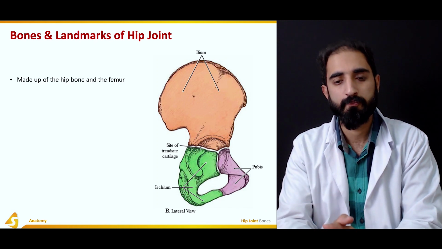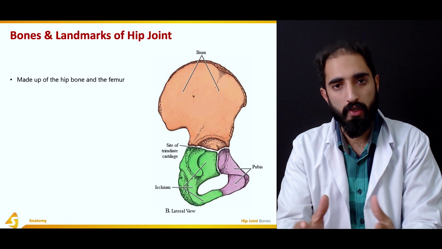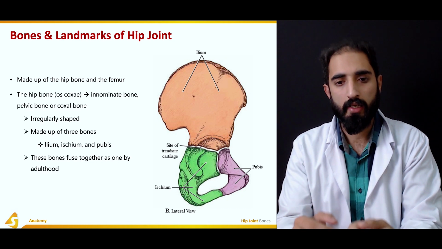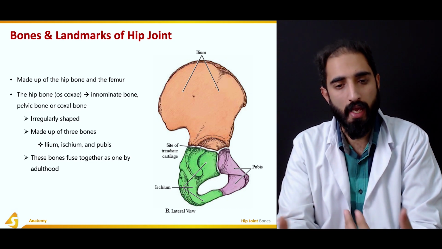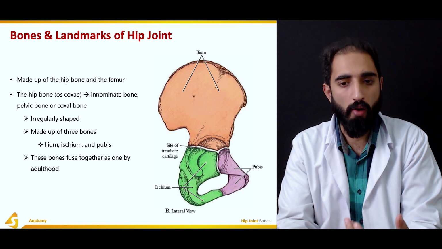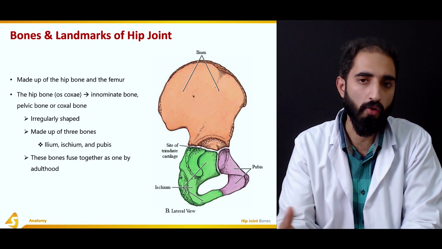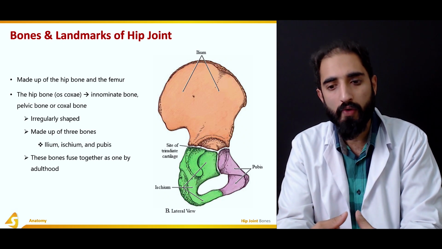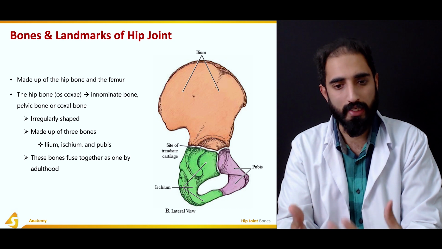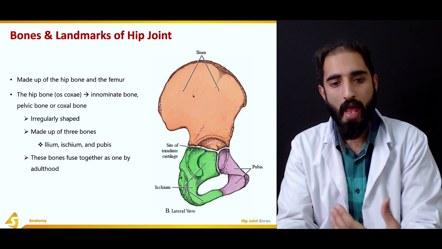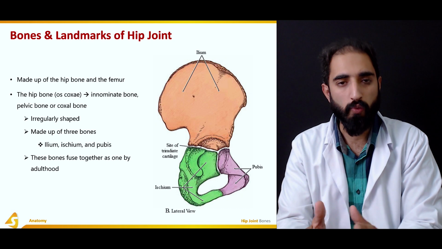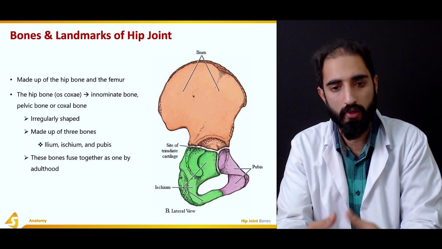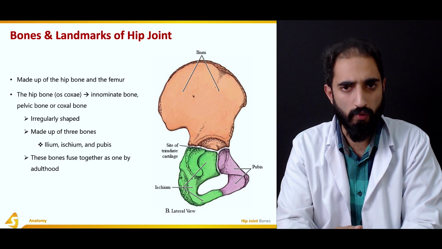So the hip joint is made up of two components. One is the hip bone and one is the femur. And the hip bone, also known as os coxa, also known as innominate bone, and also known as pelvic bone or coxal bone. Now, it is not a single bone. In fact, it is made up of three different bones, which are known as ilium, ischium, and pubis. And these bones fuse together as one by adulthood, which is known as the os coxa, or the innominate bone, or the pelvic bone, or the hip bone, as we already mentioned.